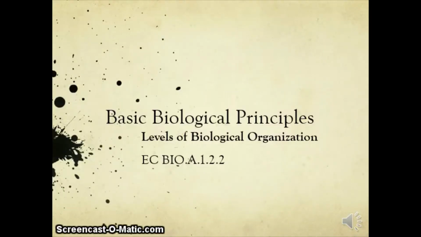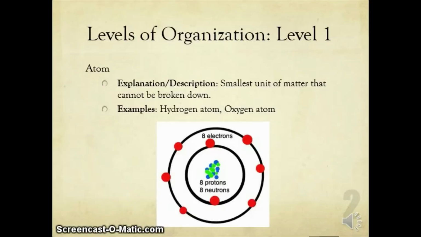Poffenberger, and today's lesson is going to be on the levels of biological organization. The first level of biological organization starts with the atom. An atom is the smallest unit of matter that cannot be broken down. Some examples of atoms can be hydrogen atoms, oxygen atoms, chlorine atoms, nitrogen atoms. Any of those can be atoms. Atoms are made up of three parts: electrons, protons, and neutrons.